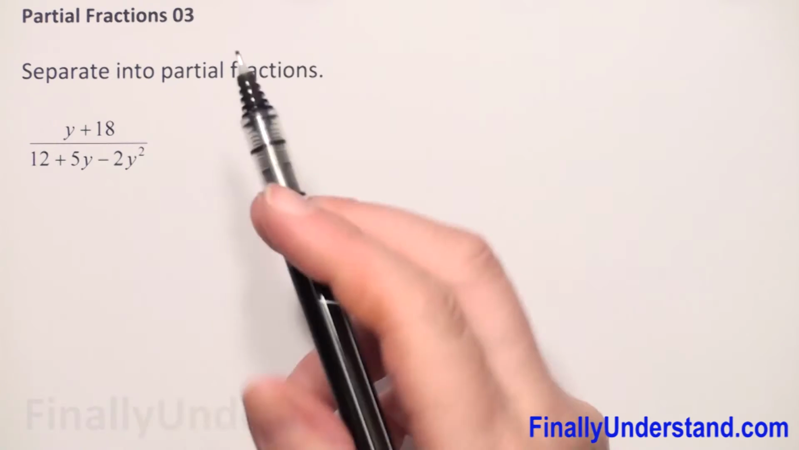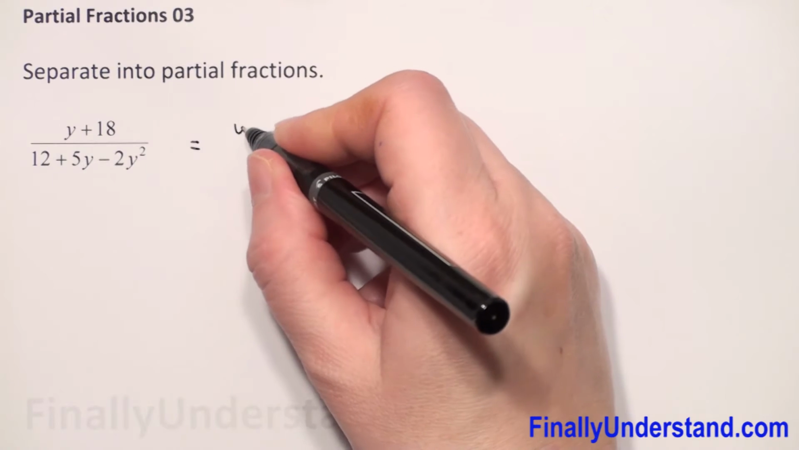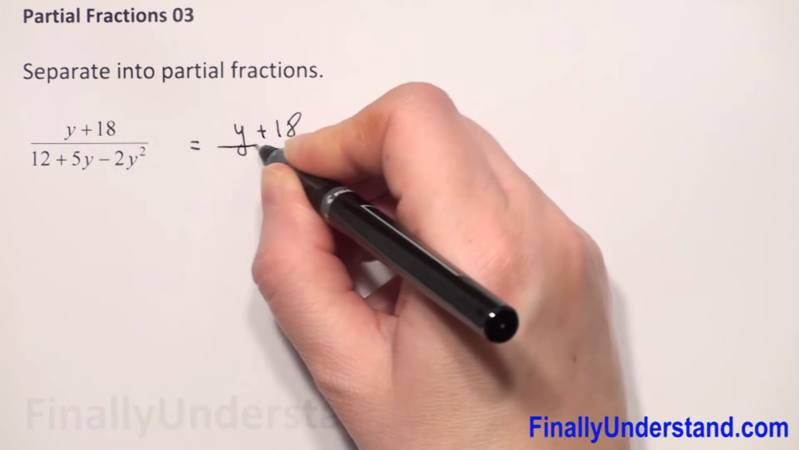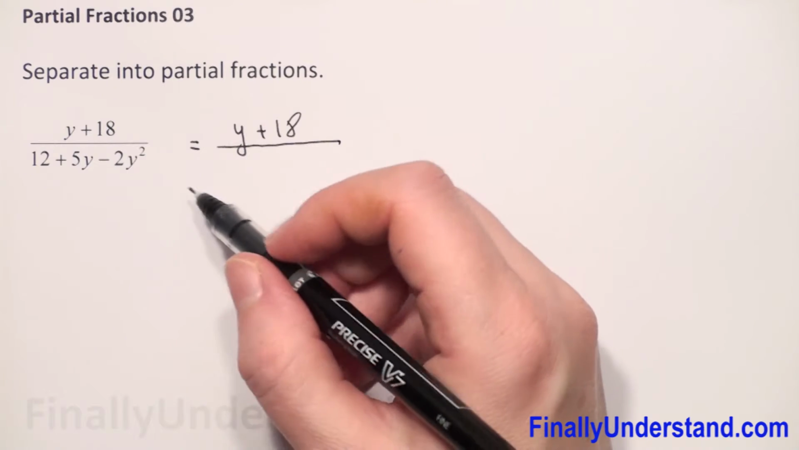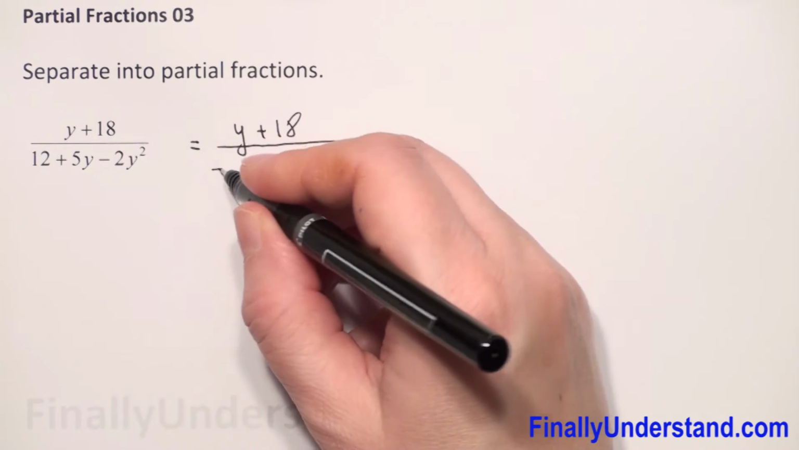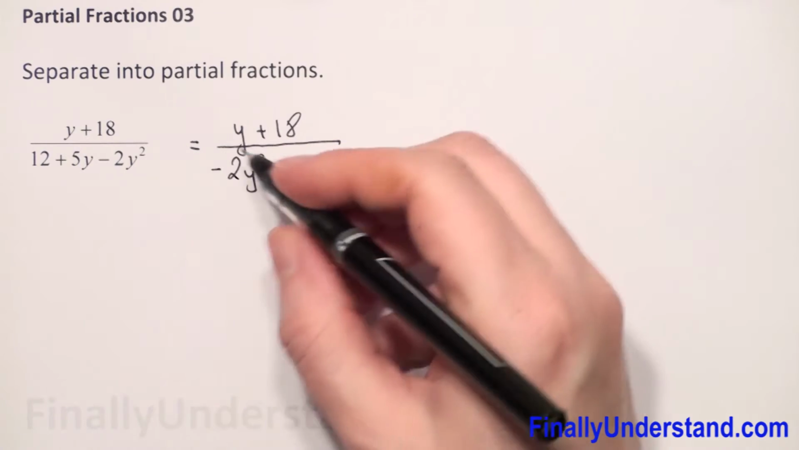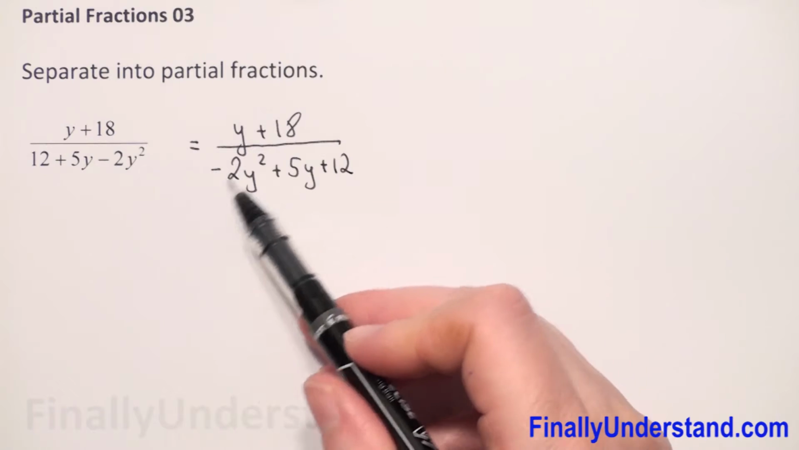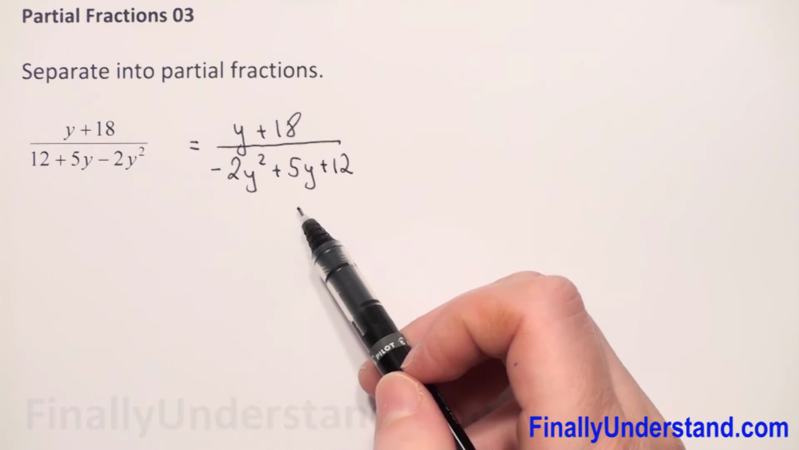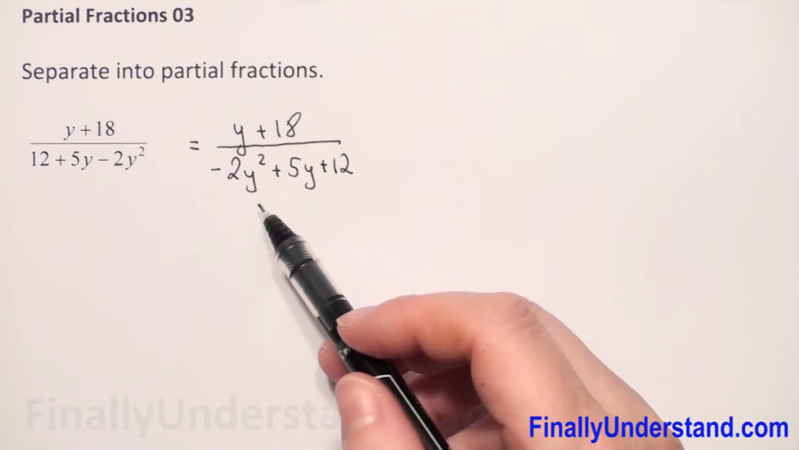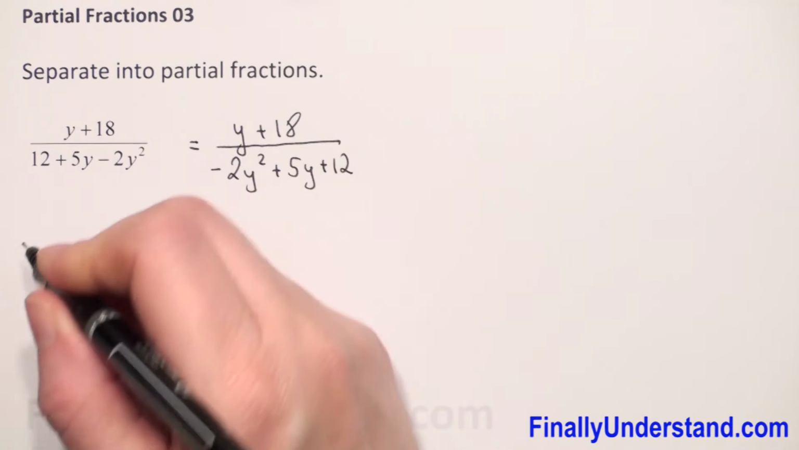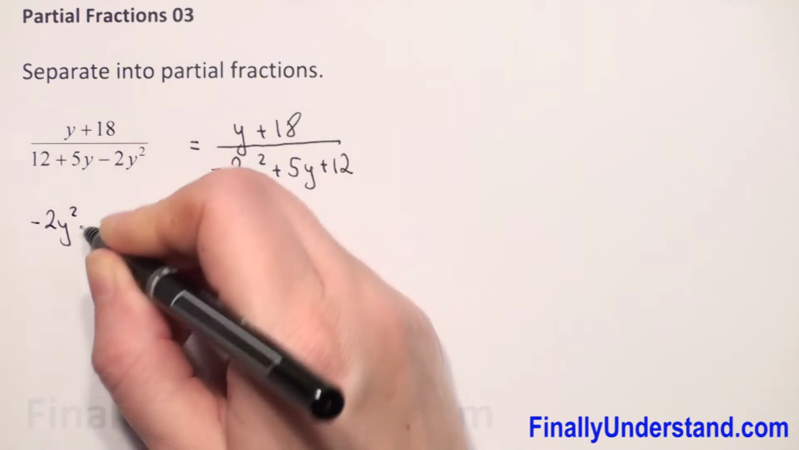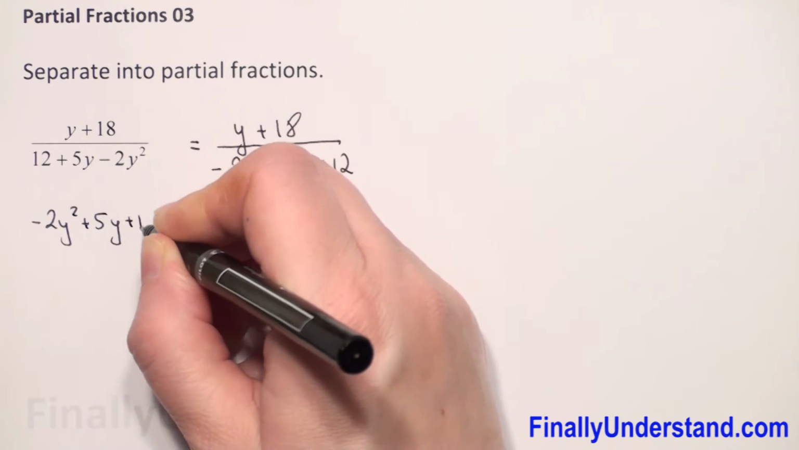So let's first rewrite our example. The numerator we will copy, and the denominator we will write from the highest power. So it will be negative 2y squared, next plus 5y plus 12. This is a quadratic function. So how do we factorize this? We can check if we can use the grouping method. So first, let me copy this example: negative 2y squared plus 5y plus 12.